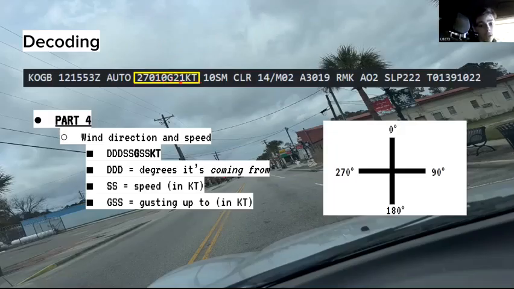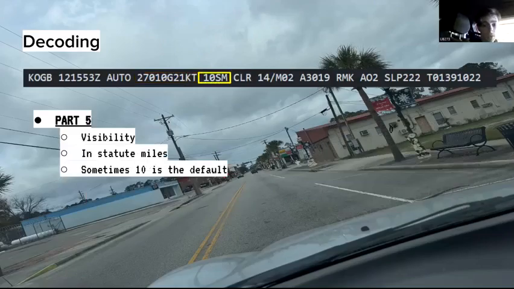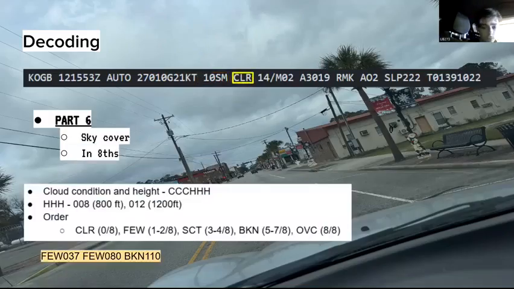But in this case, it has G21, so it means it's gusting up to 21 knots. So that's what that means. Next is visibility. This is in statute miles. So 10 statute miles is the visibility. Sometimes 10 will just be the default. If it's so good, they're not usually going to say more than that. So they'll just say 10 statute miles. So that's good visibility.